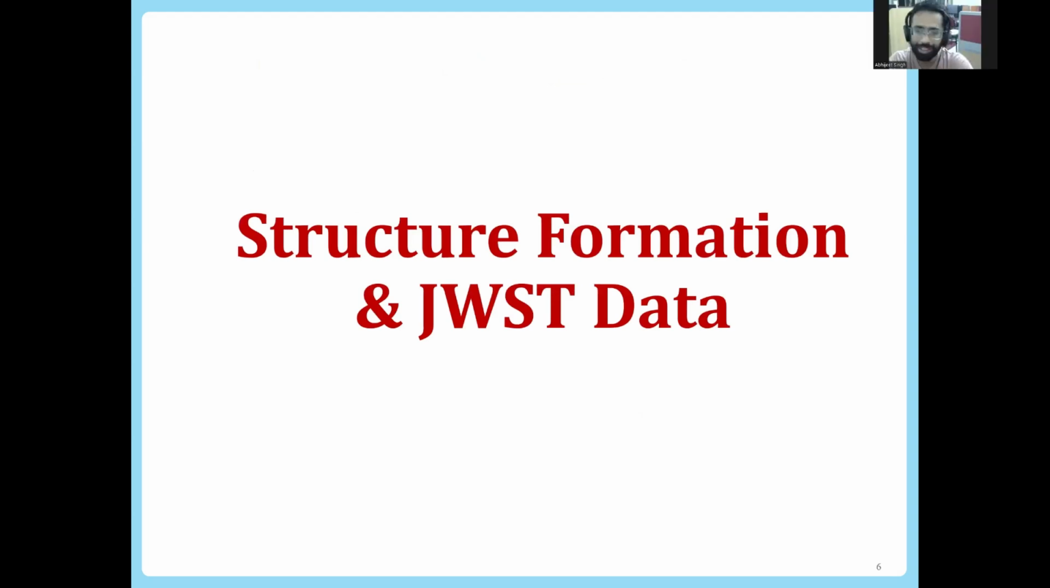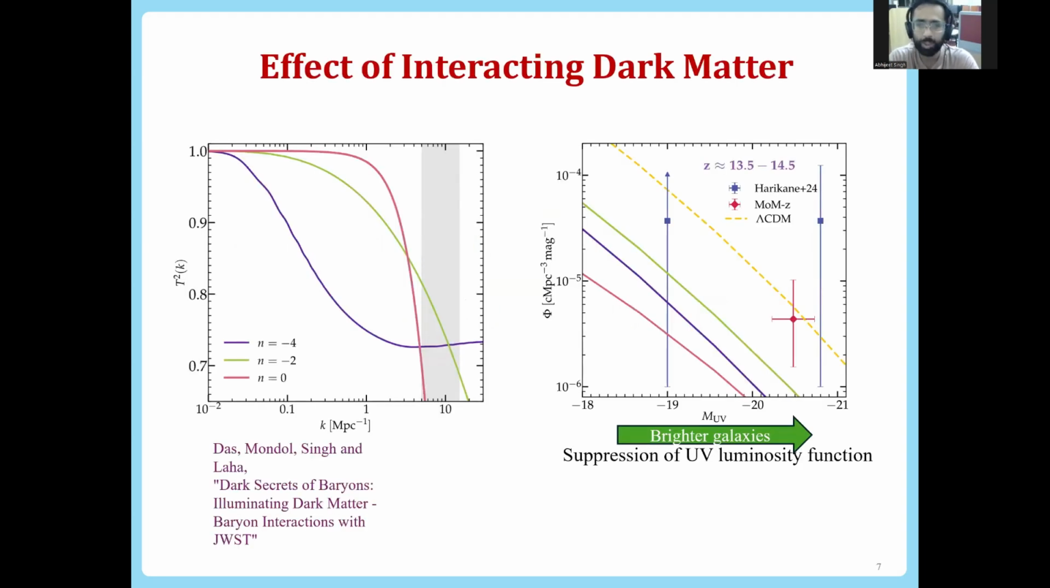So you could have these interactions between dark matter particles and baryons, but how do you go about detecting them? This is where the James Webb Space Telescope helps us. It turns out that if these types of interactions exist, then galaxies of a certain size are formed in less abundance as compared to the case when these interactions don't exist. This underabundance is quantified by a quantity called the transfer function.